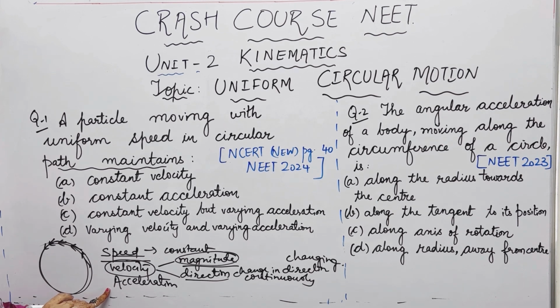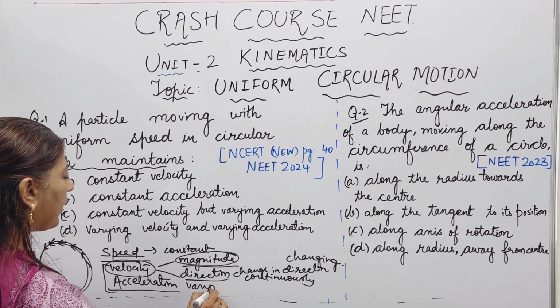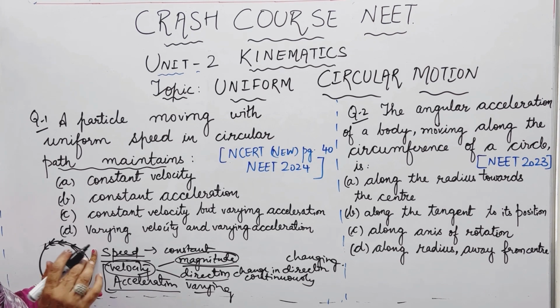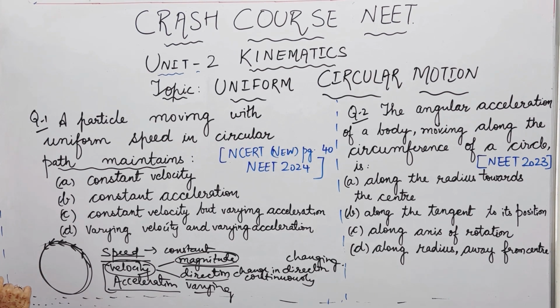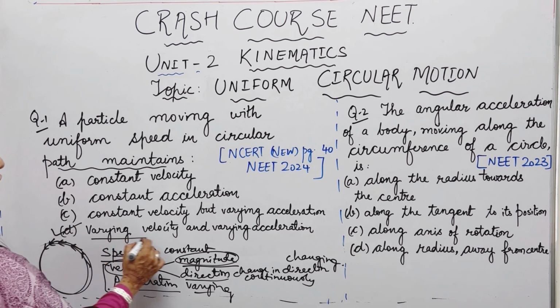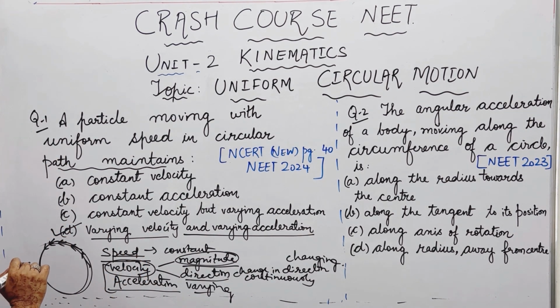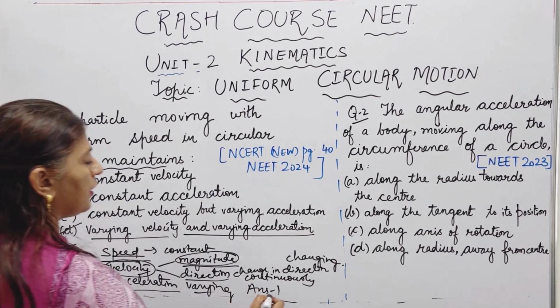What about acceleration? Acceleration is change in velocity. Since the velocity's direction is changing every time, acceleration is also changing at every instant. So we get that acceleration and velocity, these two components are varying and speed remains constant for any body that is following a circular path. So if we look at the options, option D, varying velocity and varying acceleration, is the correct answer for this, and the answer for the first question is option D.